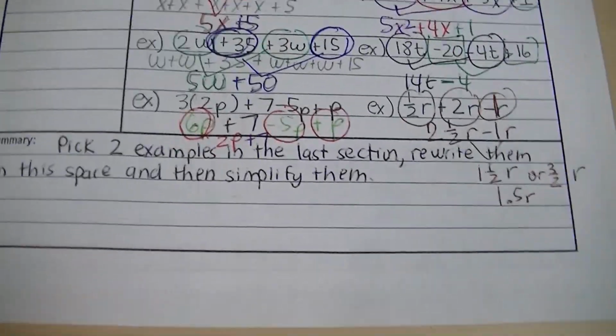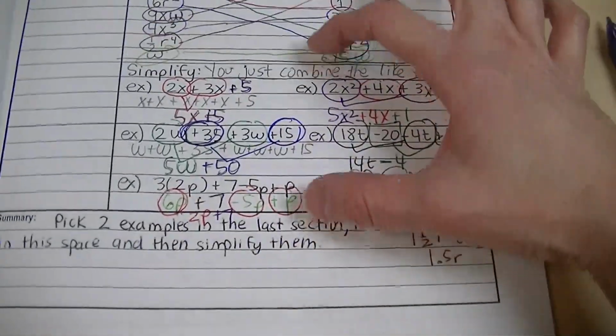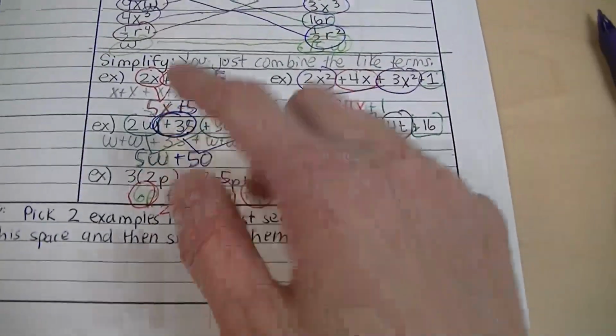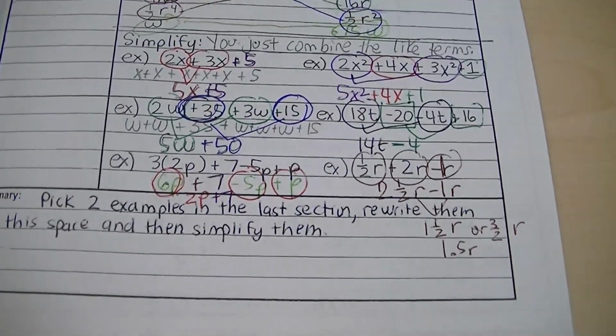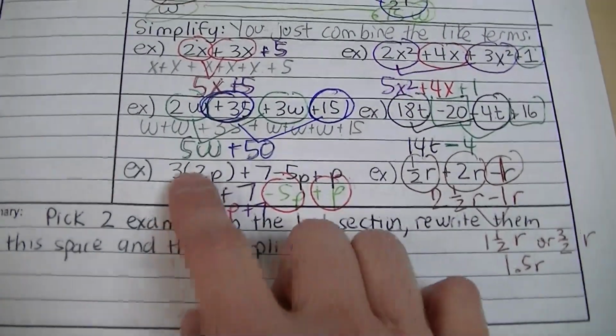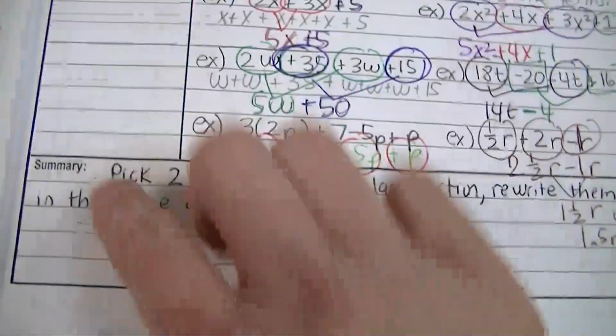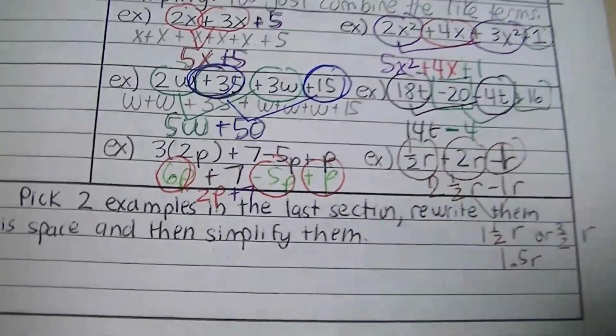Okay, for your summary, pick 2 examples in this last section, any 2. This one, that one, I don't care, any 2. Rewrite them in this space and then simplify them, okay? So copy it down and then try to cover that up and then simplify it on your own and then check and see if you got it right, okay?